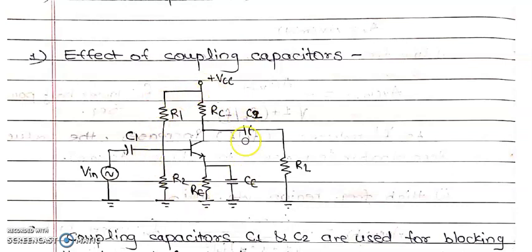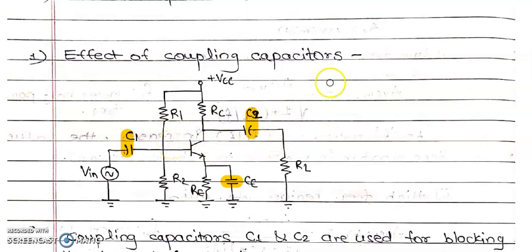All of you know this is a single stage BJT CE bypass amplifier. In this the voltage divider network is used. Here you can observe two coupling capacitors C1 and C2, and one bypass capacitor CE is used. The purpose of the coupling capacitors C1 and C2 is to block the DC part from the input signal as well as from the output signal, and allow the AC part of the signal. Means these capacitors block the DC component from the signal.